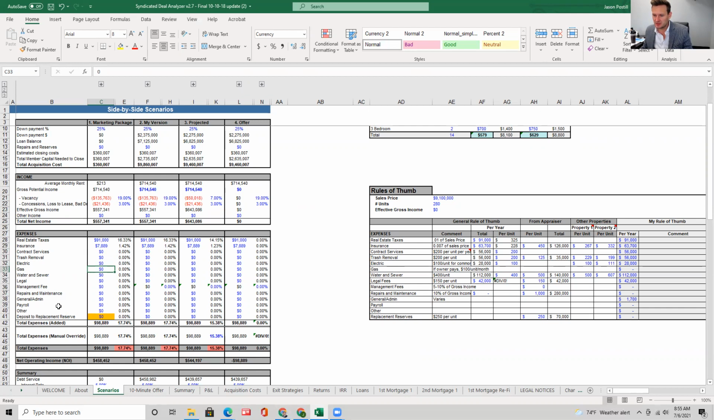Let's see, is that in here? Payroll other, we can put under other. Oh, trash removal. Is it lawns? We'll add that in the other for now, 25,560.